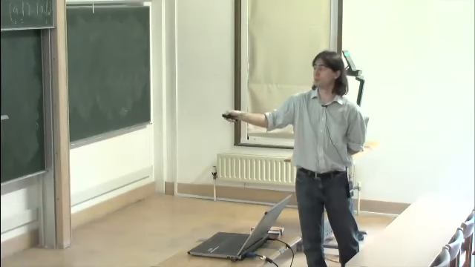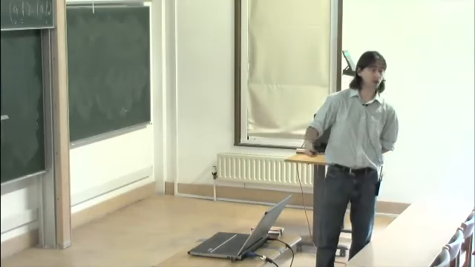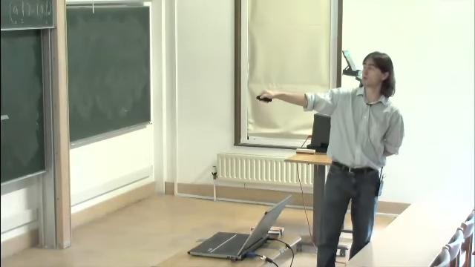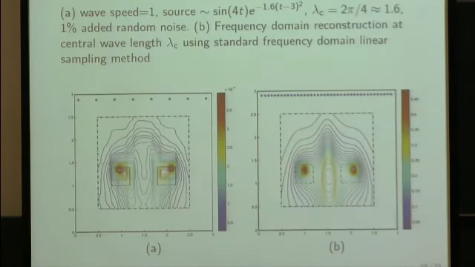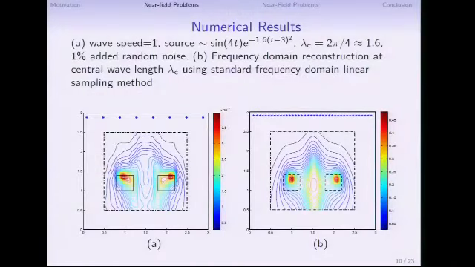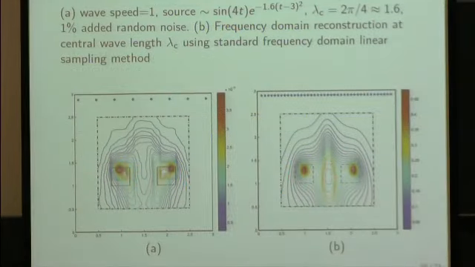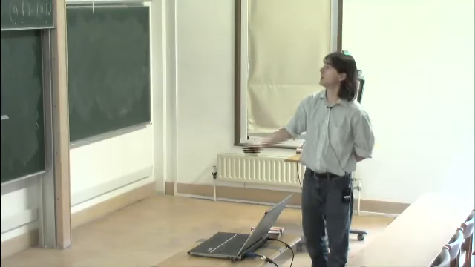So the picture I will show you on the next slide is obtained from plotting 1 over the norm of GZ, where GZ is an approximate solution to this near-field equation. And the pictures look like that. On the left, this is something that is computed using time domain data by what I showed on the last slide. What is on the right is a standard LSM in the frequency domain, what you've seen yesterday essentially.